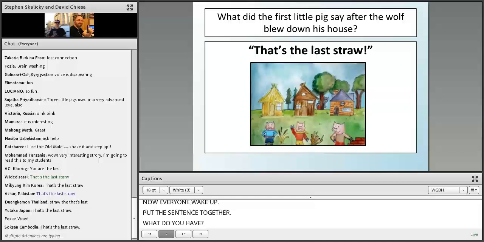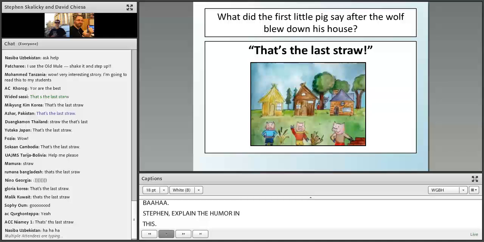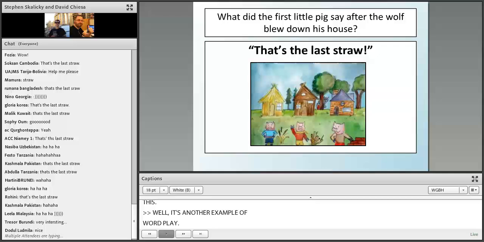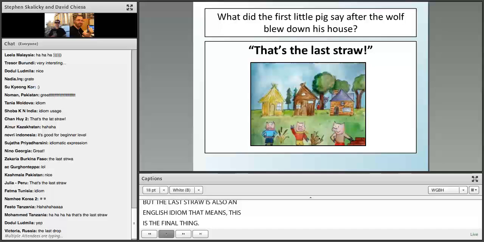Steven, explain the humor in this. Well, it's another example of wordplay. The last straw literally means the last piece of straw of his house. But the last straw is also an English idiom that means this is the final thing. This is the last point, right? This is it. Okay, so that's the example of using that.